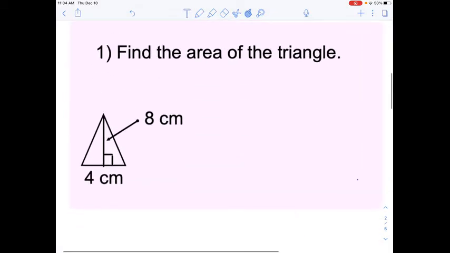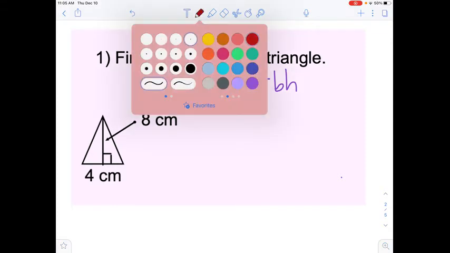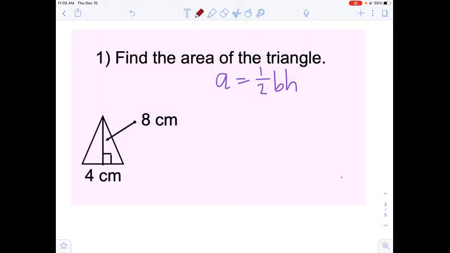The first question says to find the area of the triangle. So what I'm looking for on your quiz is that you're first writing out what the area of the triangle is. So to find the area of a triangle, we know A, or area, equals 1/2 base times height. Once I have that formula written out, I'm going to plug in what I know and solve.